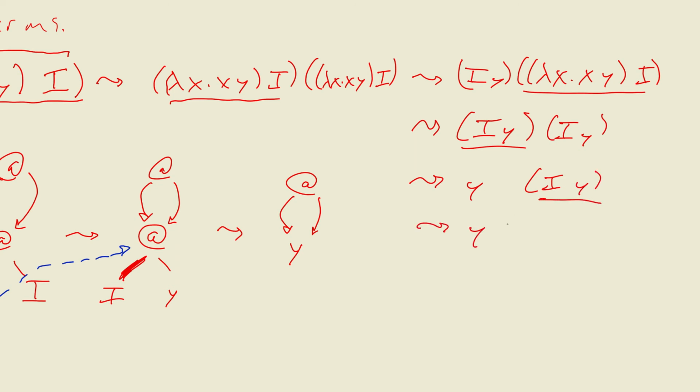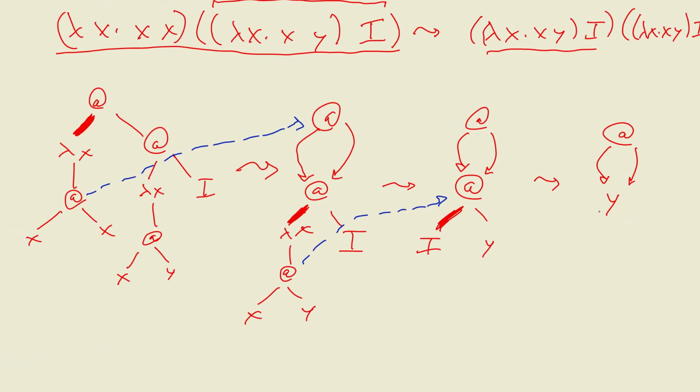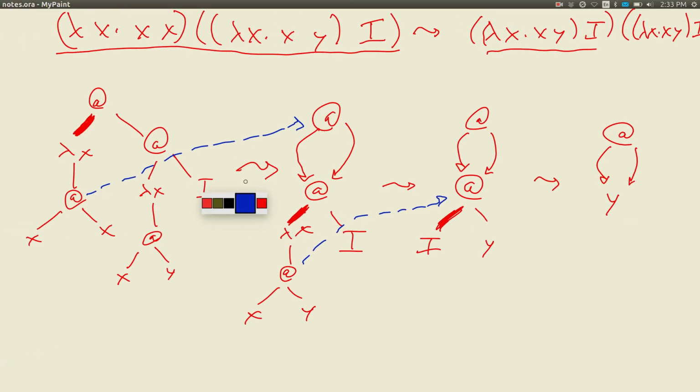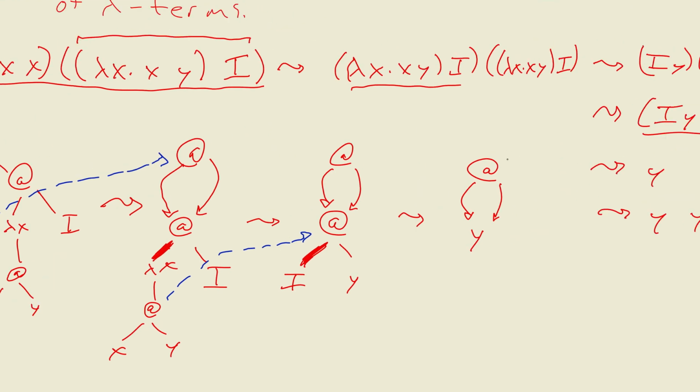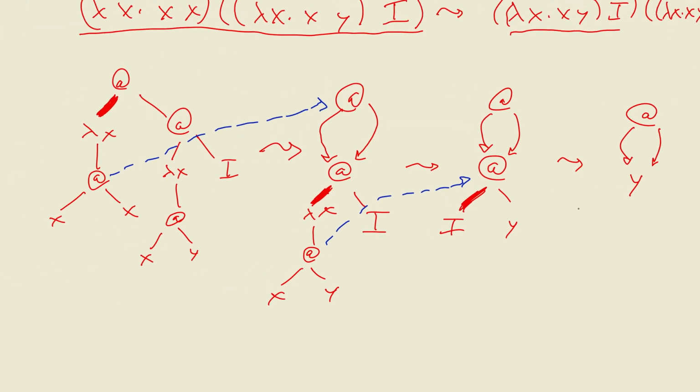And we reduce this one. So below here we have kind of 1, 2, 3 steps on the graph representation, and above we have 1, 2, 3, 4, 5 steps where we aren't keeping track of the sharing. So clearly that's definitely a win to do it that way.